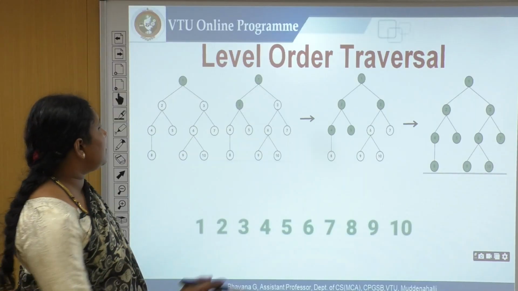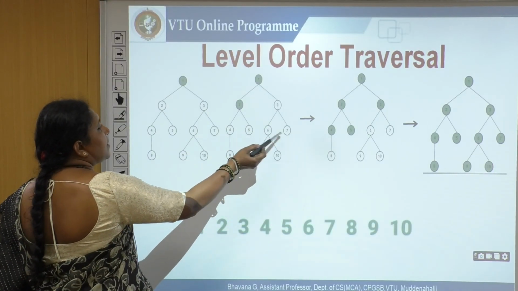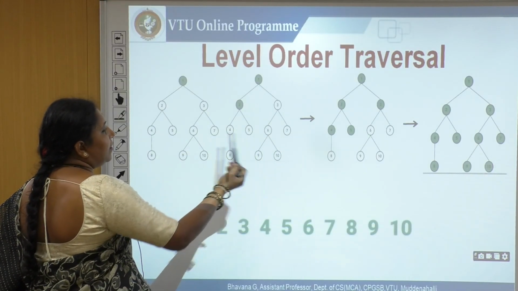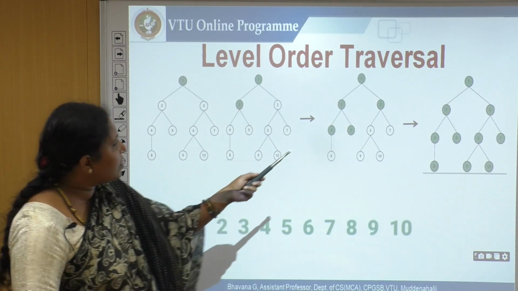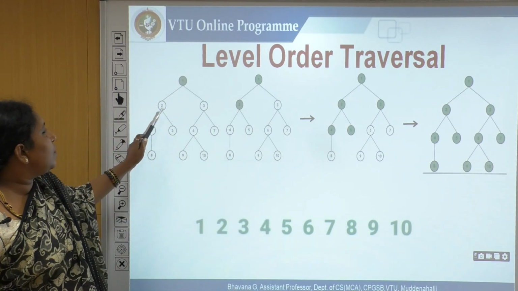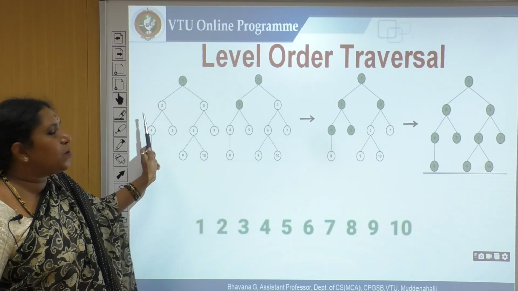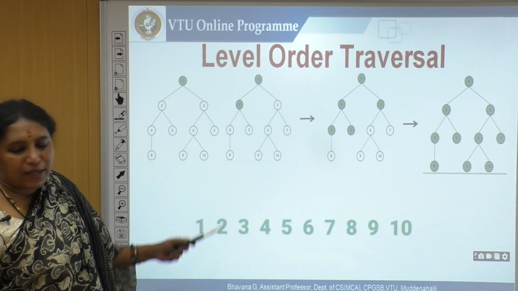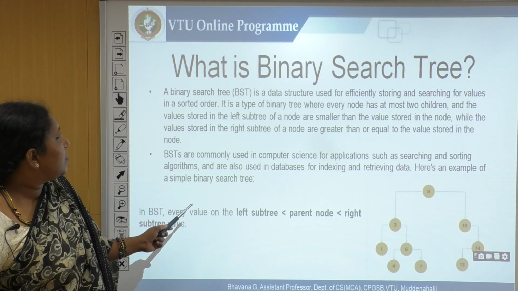Okay, after this 3, next level 4, 5, 6, 7. After 7, 8, 9, 10. So suppose, see the last one, 1, 2, 3, 4. So every level, you are going to visit all the elements that depend on that particular level. That is level order traversal. Okay.